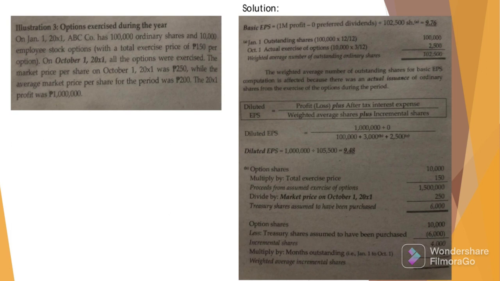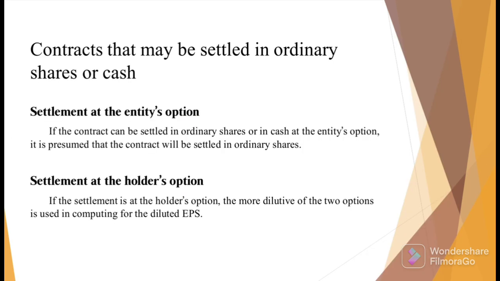So, for the diluted EPS, 1 million plus 0 divided by 100,000 plus 3,000 plus 2,500 equals 9.48. The basic EPS for the options exercised during the year is 9.76 and the diluted EPS is 9.48.